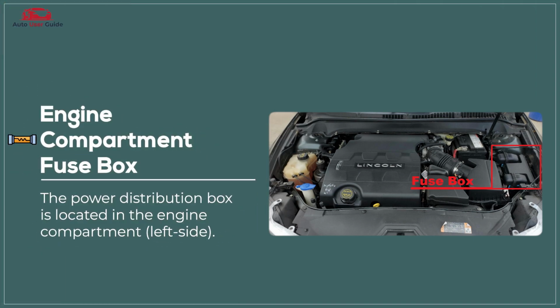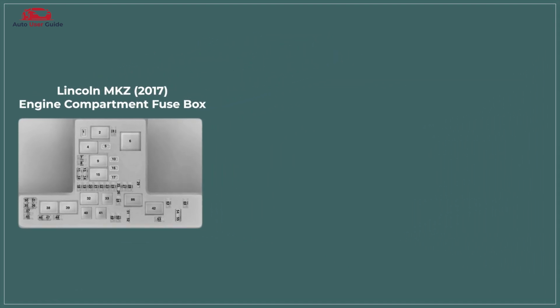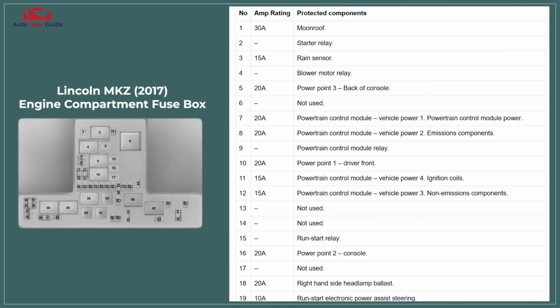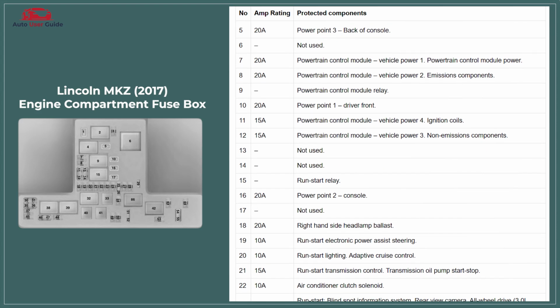Engine compartment fuse box. The engine compartment fuse box in the 2017 Lincoln MKZ, located on the driver's side under the hood, contains high current fuses and relays for critical systems, including the powertrain control module, ignition coils, headlamp ballasts, and power outlets.